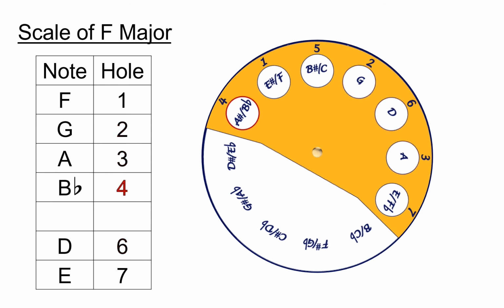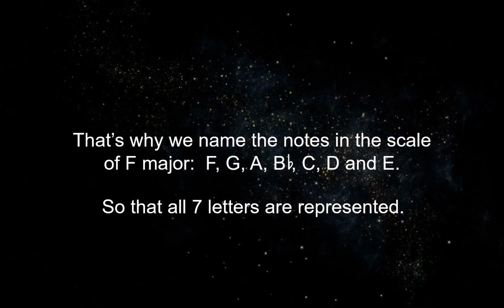Now, because the letter A was already used in hole 3, the note in hole 4 must be called B flat. Finally, the note in hole 5 must be called C because the letter B was already used in hole 4. That's why we name the notes in the scale of F major F, G, A, B flat, C, D, and E, so that all 7 letters are represented.